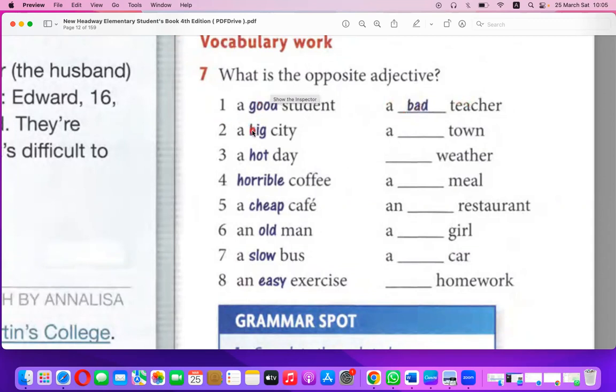So here we have some other adjectives. We have big, hot, horrible, cheap, old, slow, easy. Okay? Take maybe like 10 seconds or a minute. Try to find out all the opposites of these adjectives. Try to write them in your notebook. If you have your notebook on you, you can write the answers on your phone. So you have 1 minute, try to write all of them, and then we check them together.